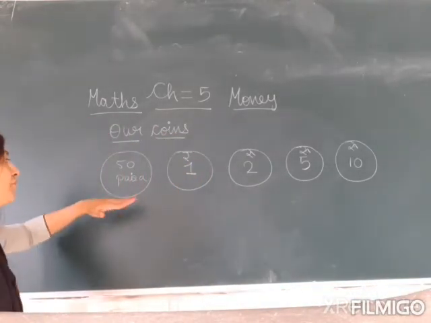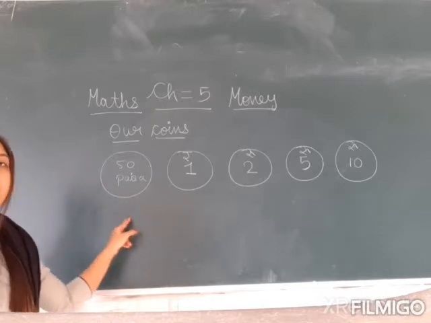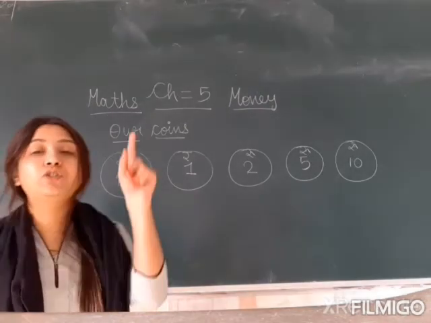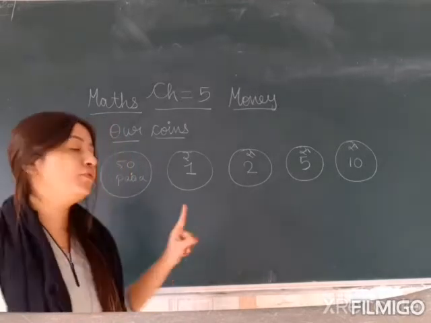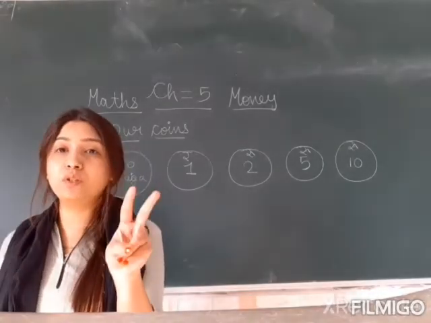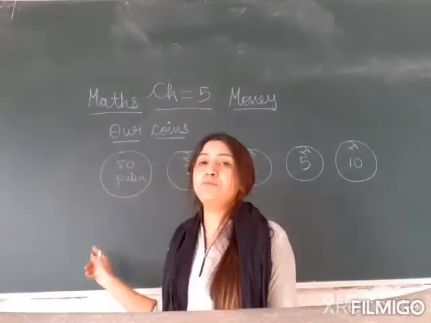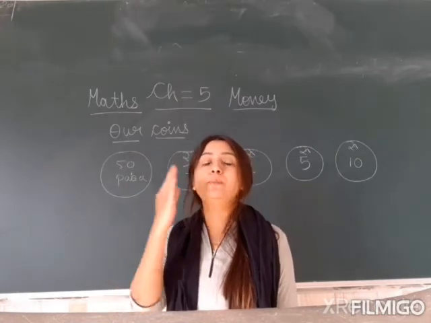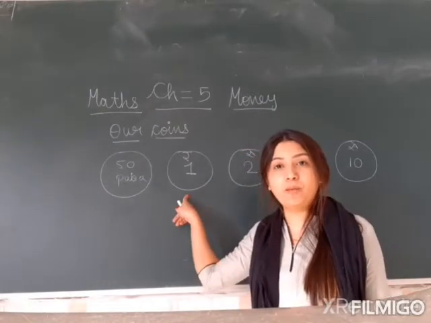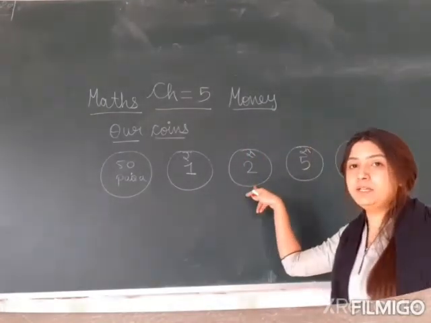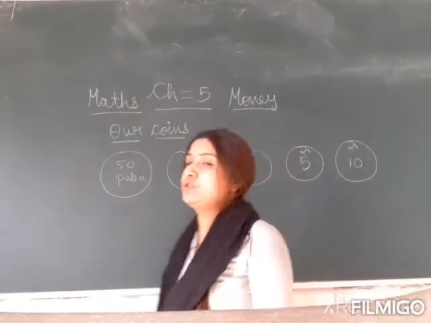I will explain, this is a 50 paise coin, and if the 50 paise coin and another 50 paise coin are there, then it will convert to 1 rupee. If you put both 50 paise coins together, then it will be 1 rupee. Okay, students? And this is the 1 rupee coin, 2 rupee coin, 5 rupee coin and 10 rupee coin. These are the coins, students.